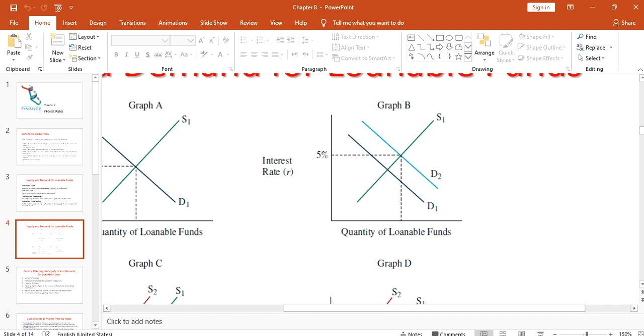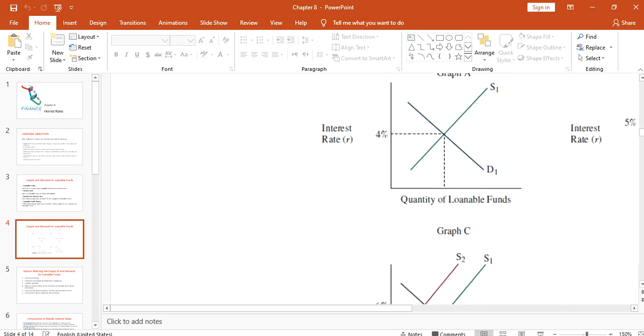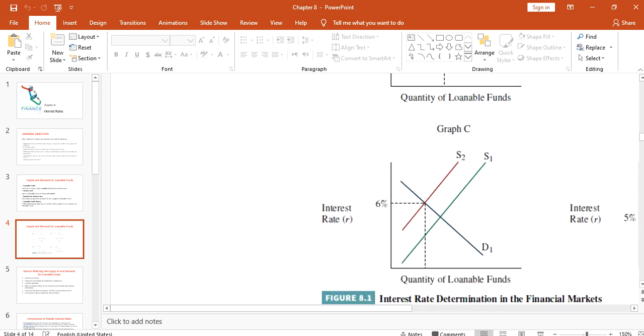Now, we saw that D1 shifts to D2, having supply unchanged, interest rate increases to 5%. Let's see. Now, we have demand not changed, but supply decreased. Supply of loanable funds decreased. What happened? Interest rate increases. Interest rate rises to 6%.